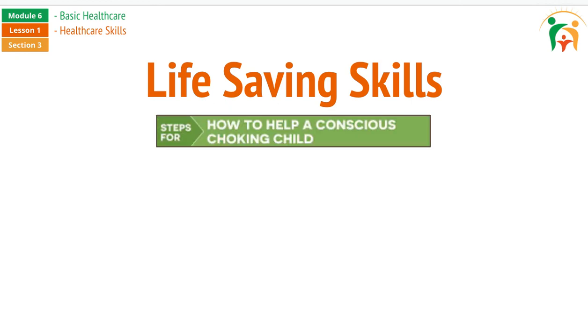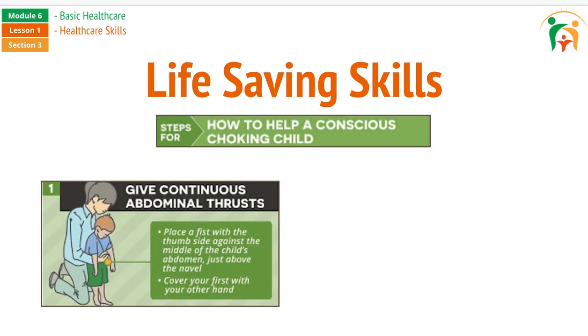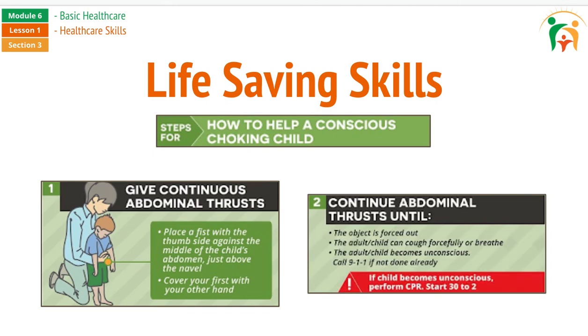How to help a choking child? Give abdominal thrusts. Place the fist, thumb side against the middle of the child's abdomen, just above the navel. Cover your fist with your other hand. Continue abdominal thrusts until the object is forced out, or the adult or child coughs forcefully or breathes. If the adult or child becomes unconscious, call for help.